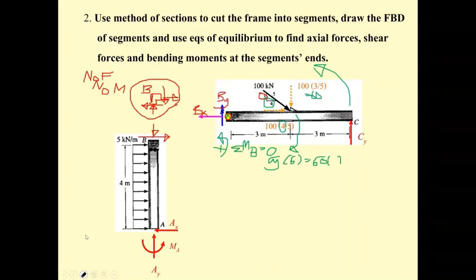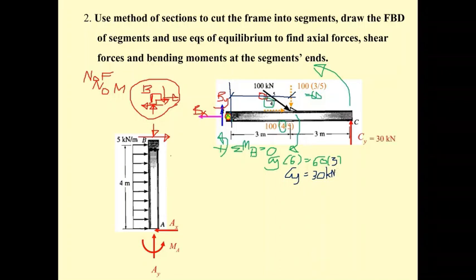Because the distance between the force and the B sub B is going to be here. That is going to be 3. Okay, and then the C sub y is going to equal 30 kilonewton. And then you get the C sub y of 30 kilonewton.